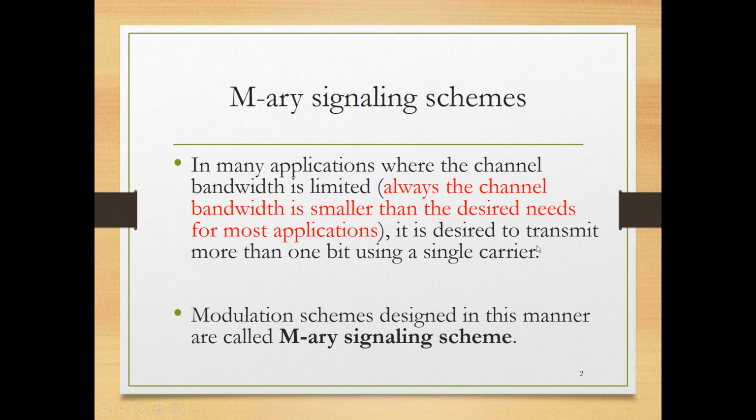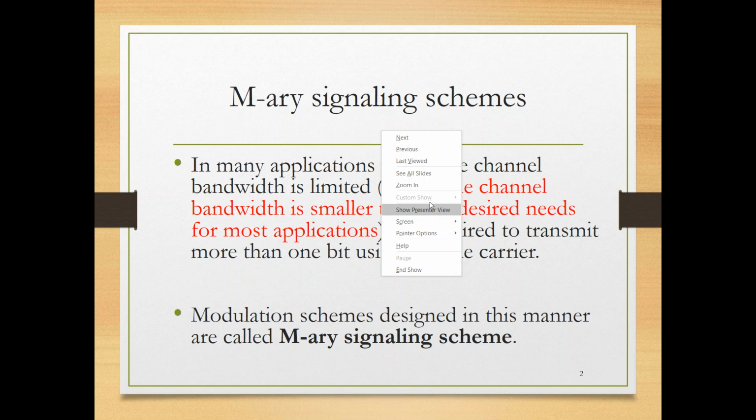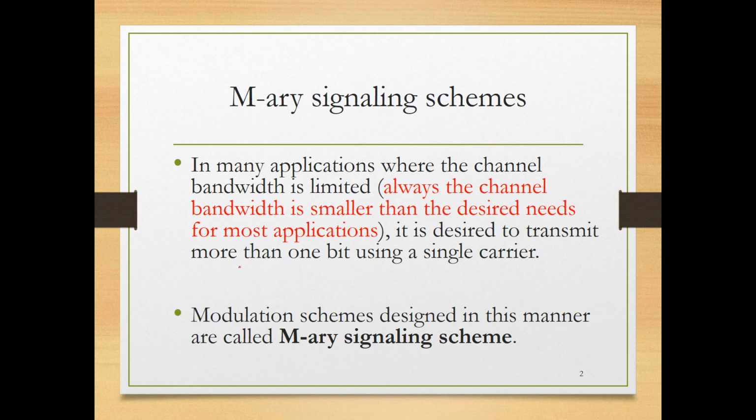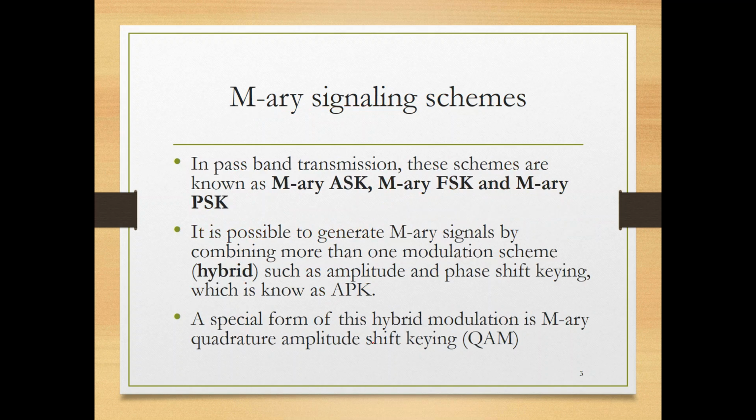That's why it's desired to transmit more than 1 bit using a single carrier. Yes, more than 1 bit using a single carrier. This is what M-array signaling schemes are, if you want to define it. Sending more than 1 bit using single waveform, single carrier. Modulation schemes that are designed in this manner, we call them M-array signaling schemes. So M-array is basically having different levels of certain modulation scheme. When you have a large number of levels, you increase the number of data bits you can encode to each level.